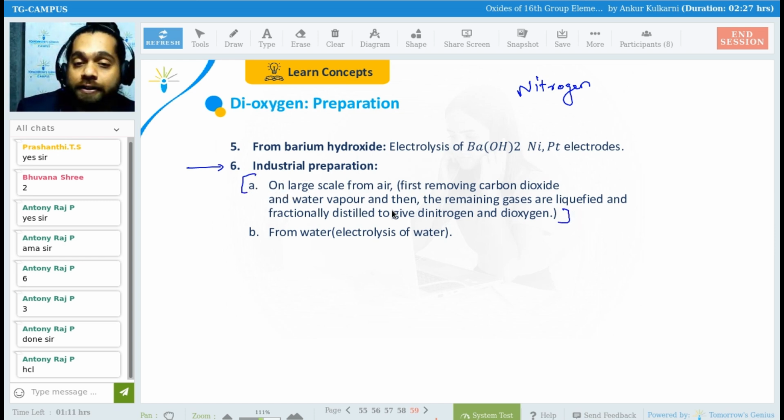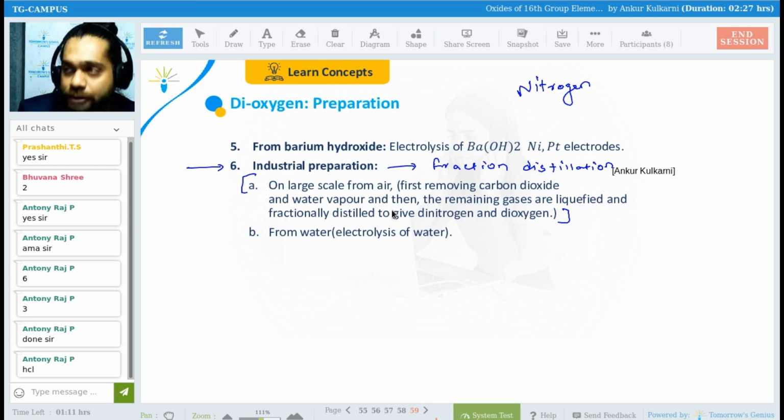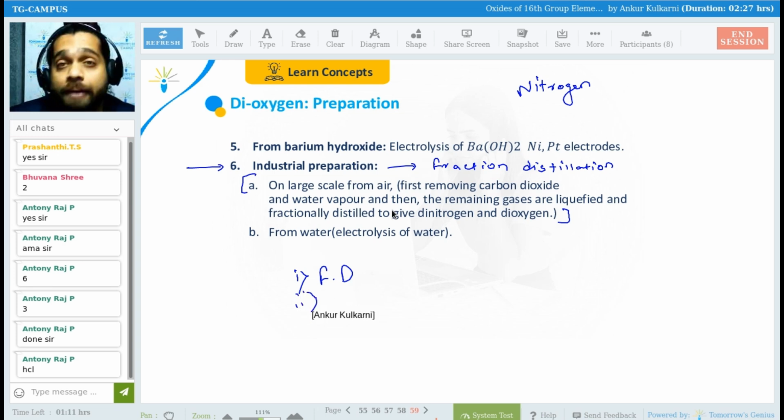Okay, so how do we prepare it? First is fractional distillation. Second is the electrolysis of water. If you remember in electrochemistry, in the electrolysis of water, one of the byproducts was again oxygen.